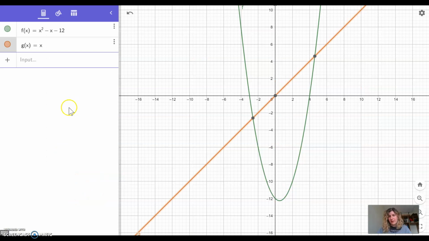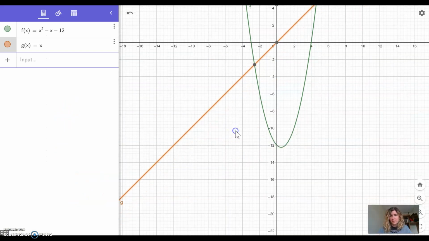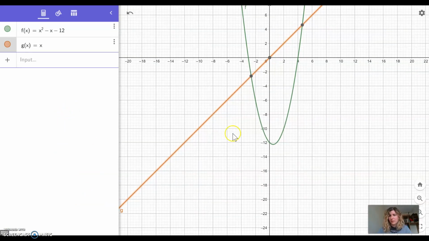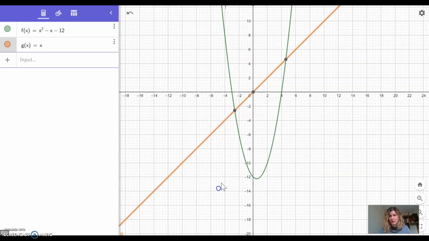So again, like we talked about earlier in the year, I just wanted to emphasize that there are different kinds of solutions that you can have, especially when you're looking at a curved graph intersecting with either another curved graph or a straight line graph. In this one we can see that we've got two points of intersection, one at this coordinate and one at this coordinate.